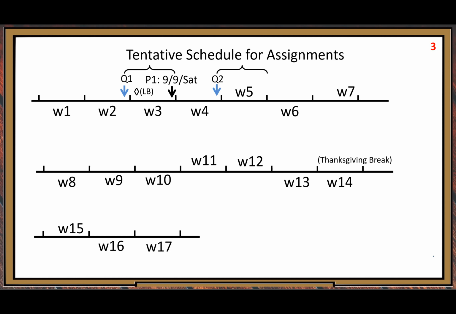Then quiz number two, week number four, still with more than 1 week. Then homework assignment number one, Thursday of week five, 25 questions. I give you approximately 2 weeks. Why approximately? Because I assign on Thursday and collect on Wednesday, just 1 day short of 2 weeks. Close to 2 weeks, that should be plenty.